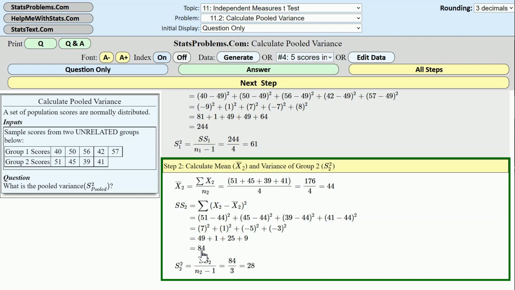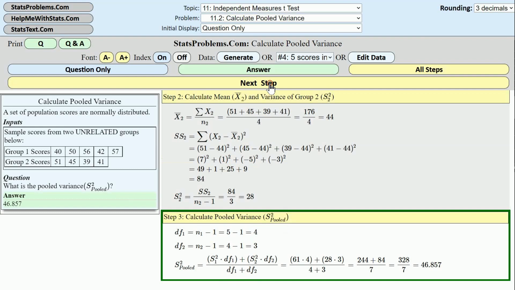The variance of Group 2, S2 squared, equals the sum of squares, SS2, divided by the sample size of Group 2, N2, minus 1. In this example, S2 squared equals 84 divided by 3, which works out to 28.